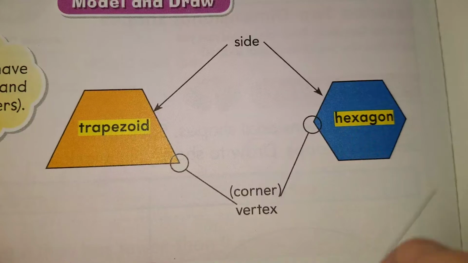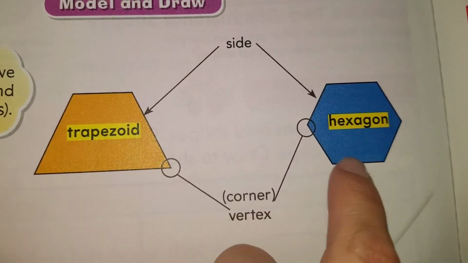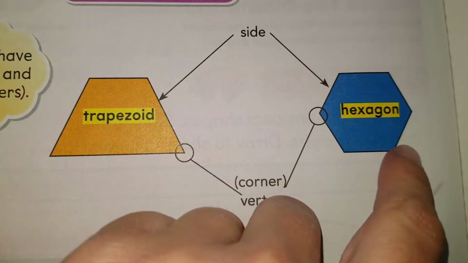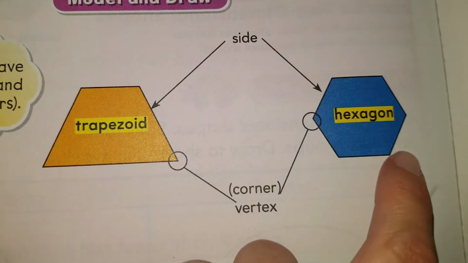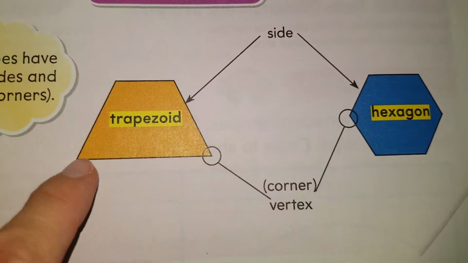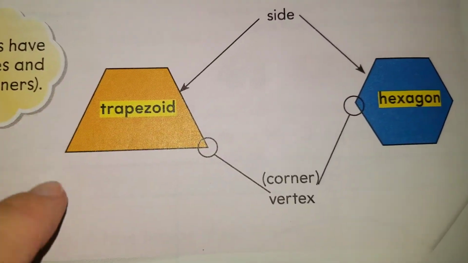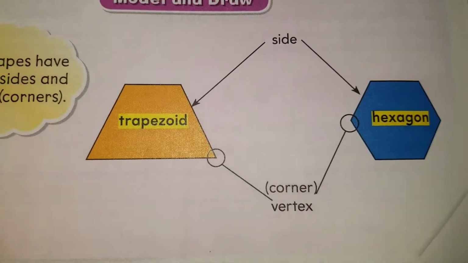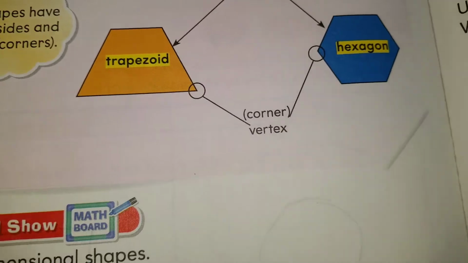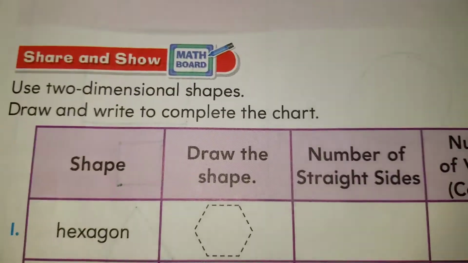Trapezoid, hexagon. A hexagon has 6 sides. Therefore, it has 6 vertices. A trapezoid has 4 sides. Therefore, it has 4 vertices. And you have nothing to do with them right now. We're just going to take a quick look at each shape.